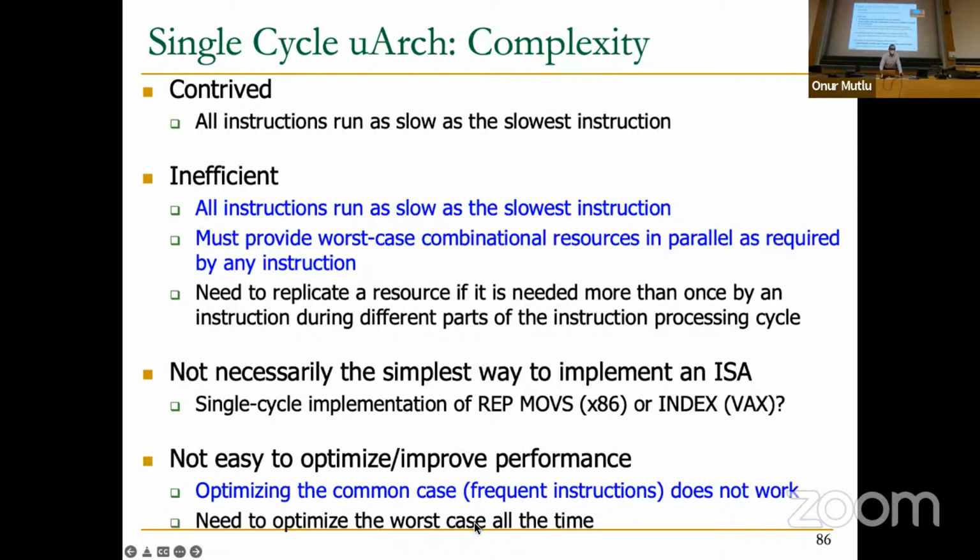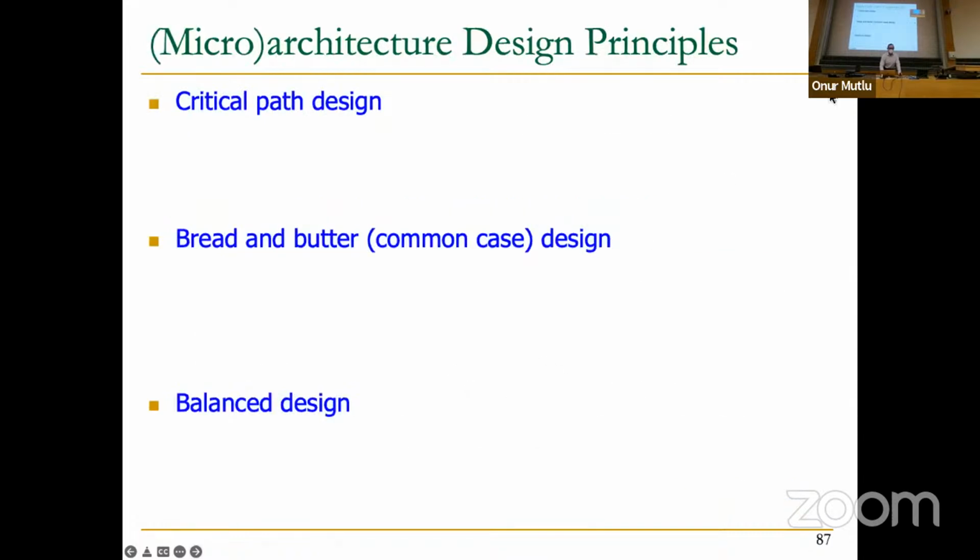So you need to optimize for the worst case all the time, meaning the worst case instruction to execute, the longest latency instruction. If you want to improve performance, you need to reduce the time it takes to execute that instruction. So now that I've deconstructed single cycle microarchitectures, let's talk about these design principles, and we can compare the single cycle microarchitecture to them. These are three major design principles. Remember, I told you that we're going to talk a lot about principles in this course, and this is one example: critical path design, bread and butter or common case design, and balanced design. And single cycle microarchitecture actually violates all of these.